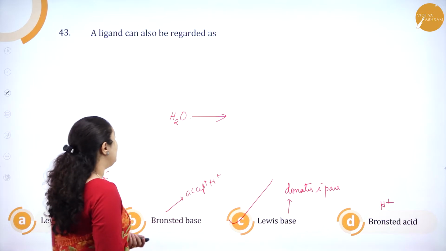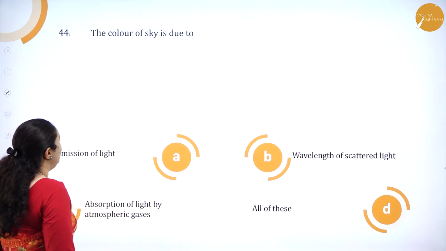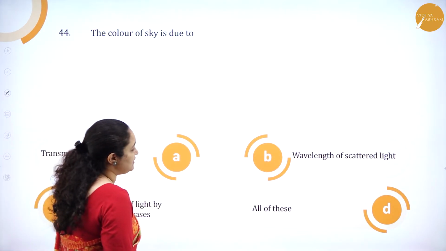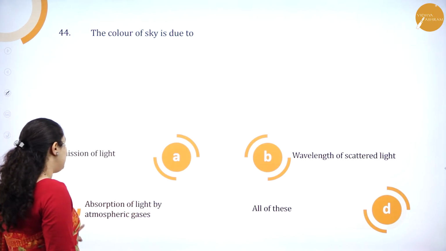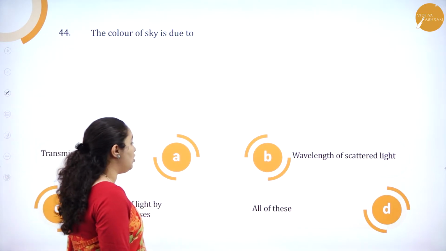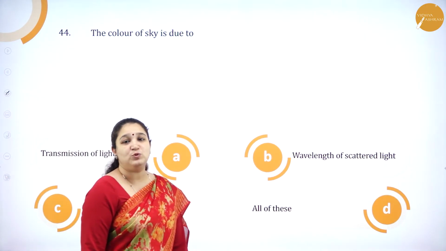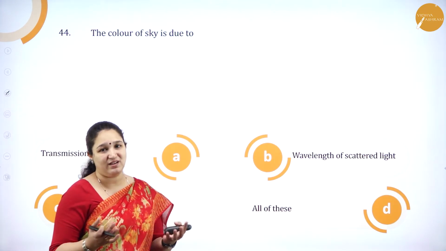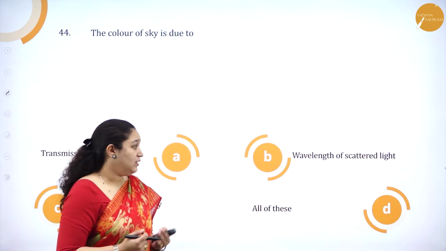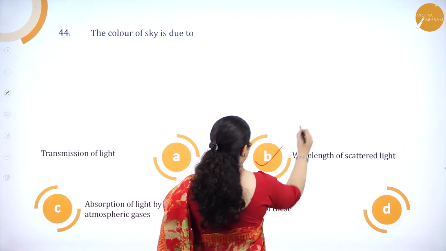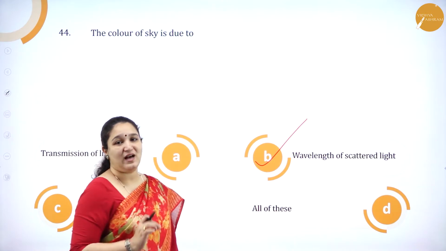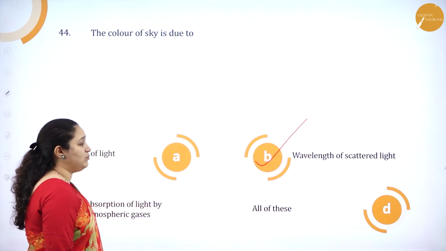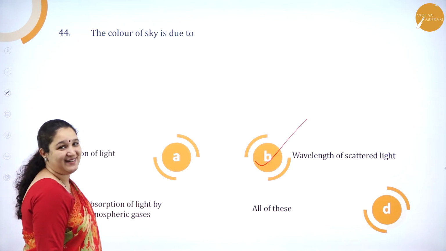Okay. So next question. The color of the sky is due to transmission of light, wavelength of the scattered light, absorption of light by atmospheric gases, all of these. The sky looks blue because of Tyndall effect, isn't it? And what is Tyndall effect? It is scattering of light. So here, the wavelength of scattered light is the reason for the sky to be blue. It is not the other options. So option B is the right answer.